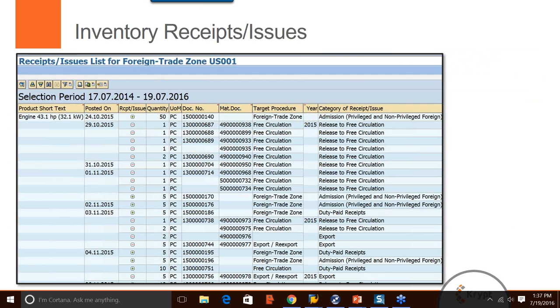So again, you can post that back there. You can track back on the transactional level to all the balances that are in the FTZ inventory. And these documents link back to your inventory system in ECC.